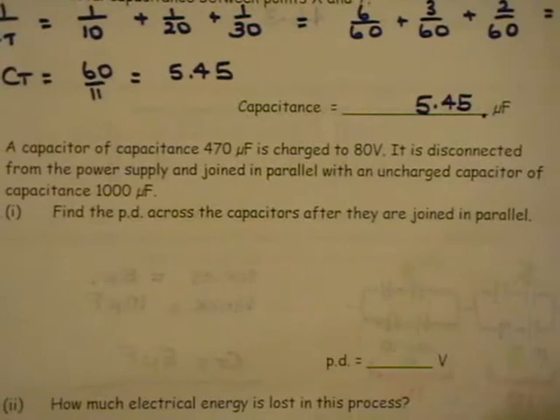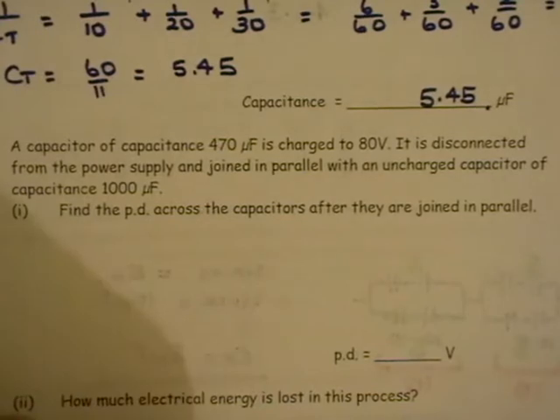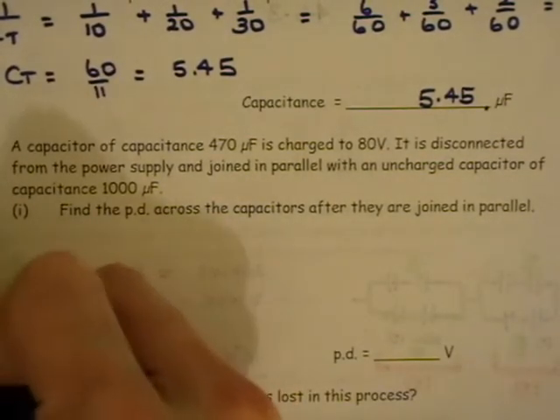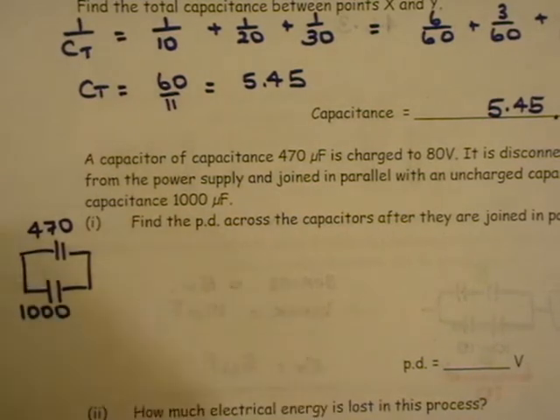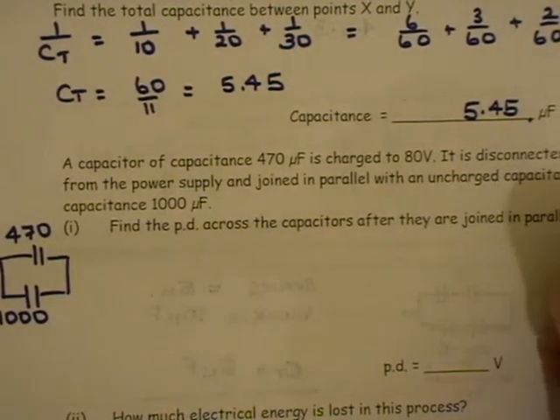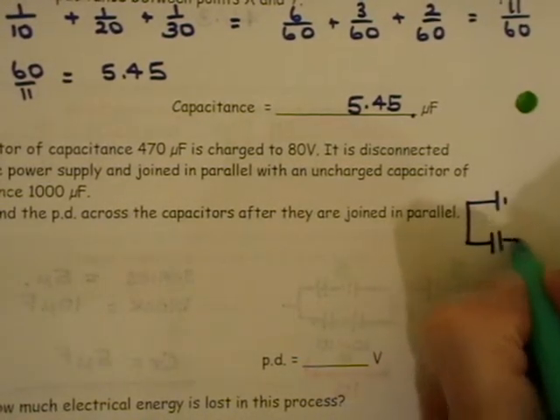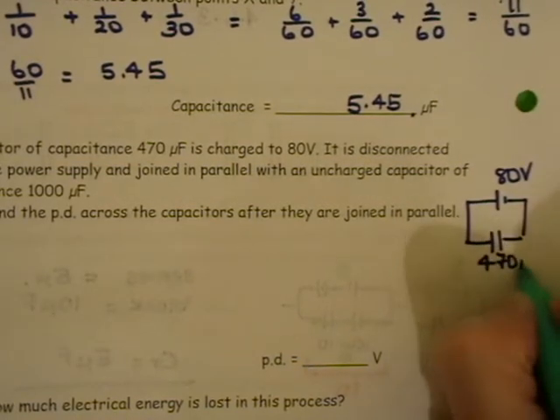Right, here's this question coming up again. A capacitor of capacitance 470 microfarads is charged to 80 volts. It is then disconnected from the power supply and joined in parallel with an uncharged capacitor of capacitance 1000. So we'll draw this out here in the corner, and you've got 470 microfarads and 1000. Find the PD across the capacitors after they're joined in parallel. The first thing you have to do is find the total charge that your 470 was charged to. So you had 80 volts available and 470 microfarads.